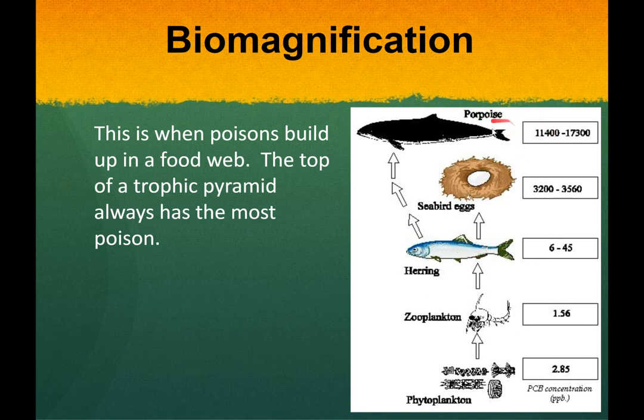And so the porpoise ends up being poisoned by its own food because the herring had the toxin already inside its cells, in its fat and in its tissues. So biomagnification is one of the few examples where as you move up the food chain, the amount actually increases.